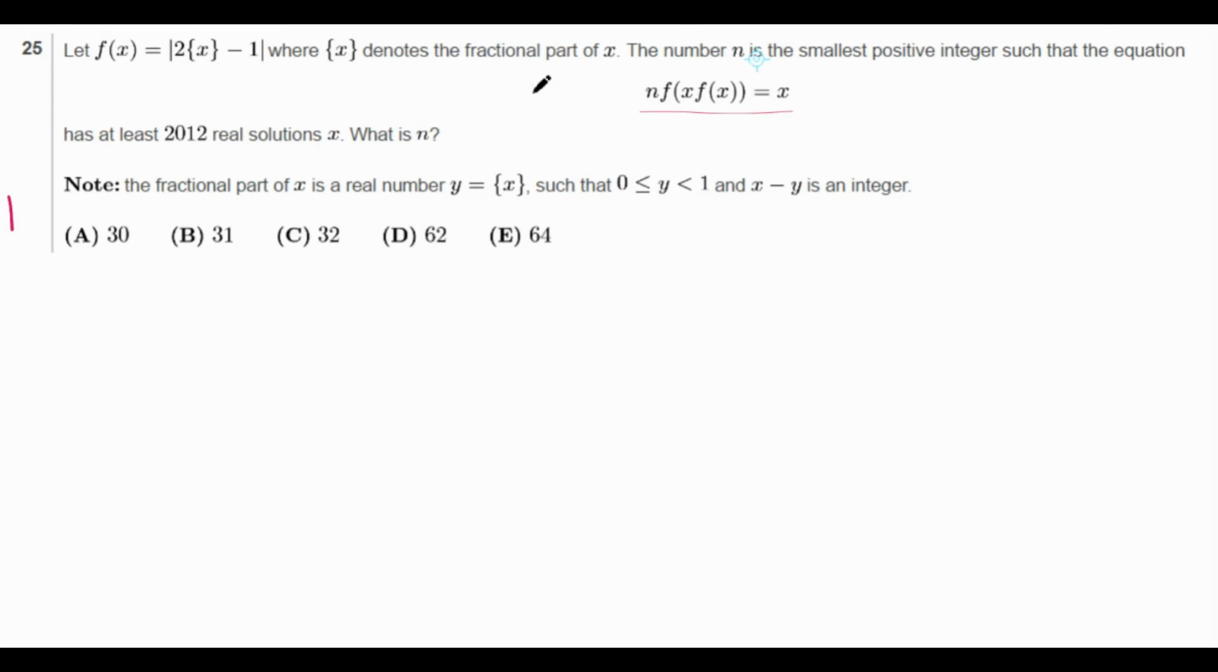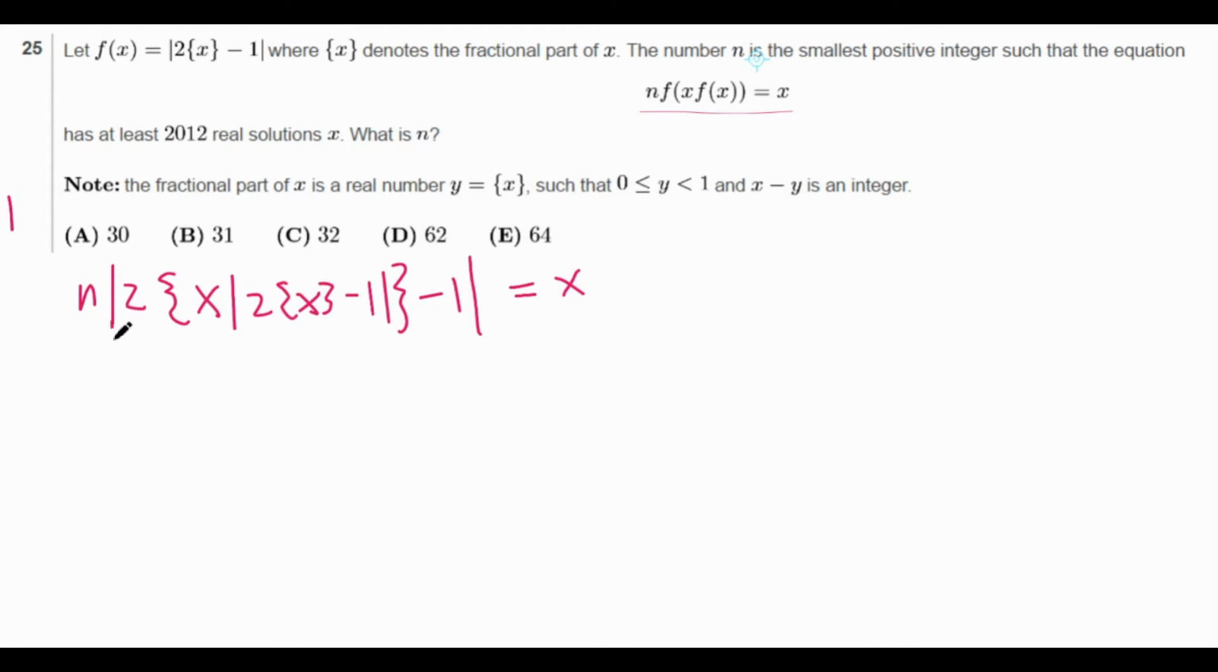Let's just try putting the definition of f(x) into this expression and see what we get. We have n times f(x f(x)). That would be the absolute value of 2 times the fractional part of x times f(x), which is x times 2 times the fractional part of x minus 1, taken the fractional part, minus 1, absolute value again. This equals x. And we want to find the smallest positive integer n such that this equation has at least 2012 real solutions x. And already this seems unapproachable.